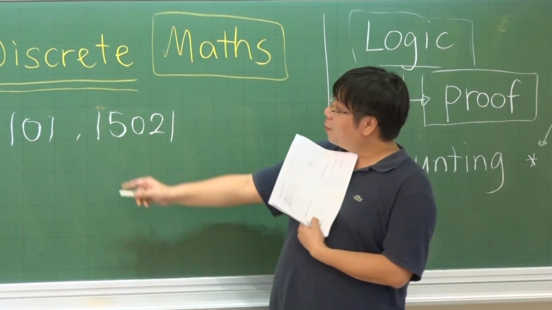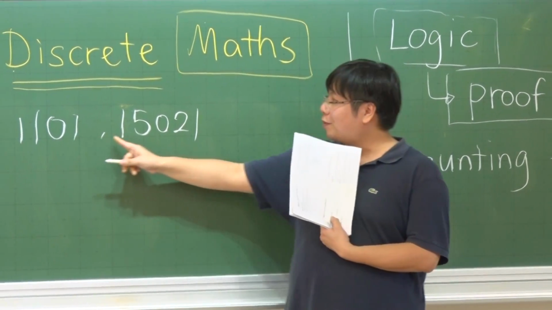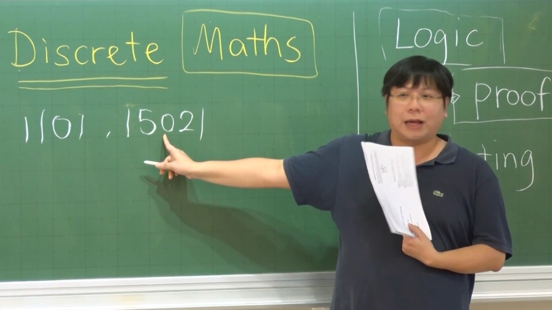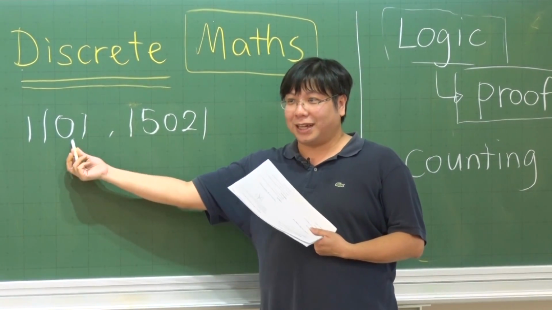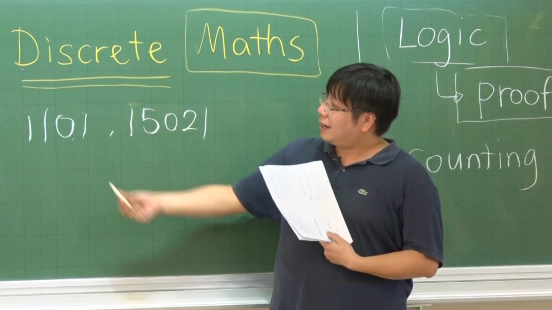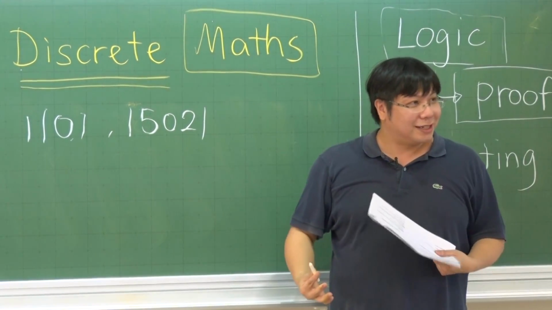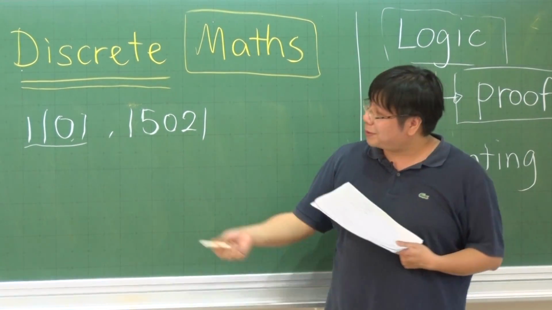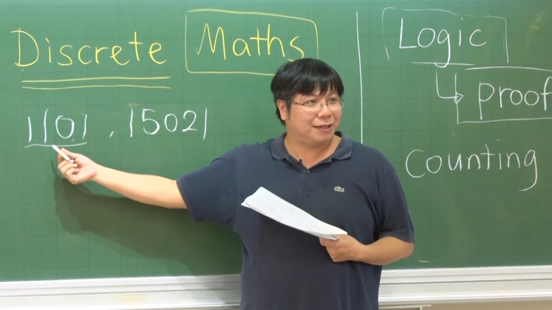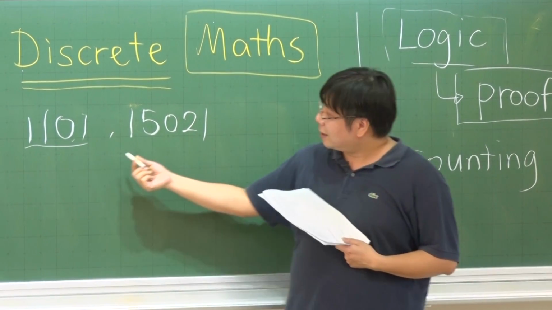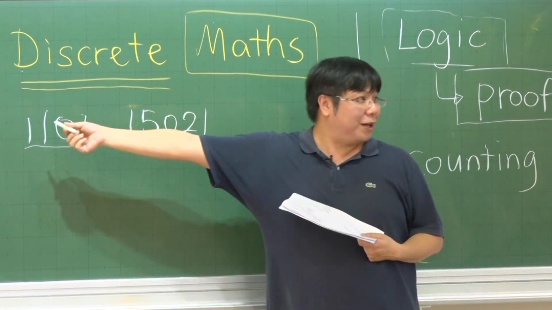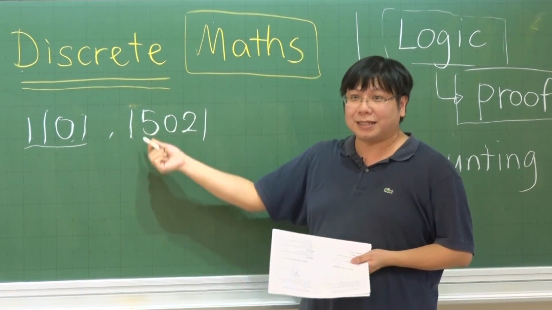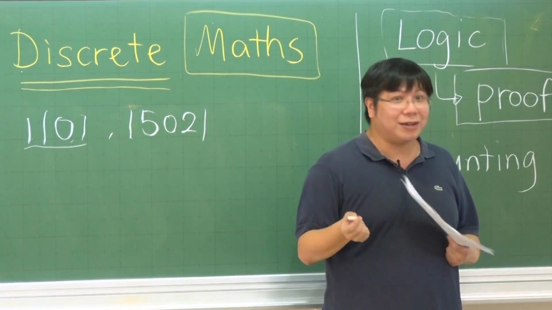So we want to find a divisor of 1101. We also want to find a divisor of 15,021. I know 1 is a divisor, right? 1 can divide this and 1 can divide this. Using some knowledge from my primary school, I know that this can be divisible by 3, and this is also divisible by 3, because if we add all the digits, 1 plus 1 plus 0 plus 1, it is 3. 1 plus 5 plus 0 plus 2 plus 1, it is 9. So they're divisible by 3.